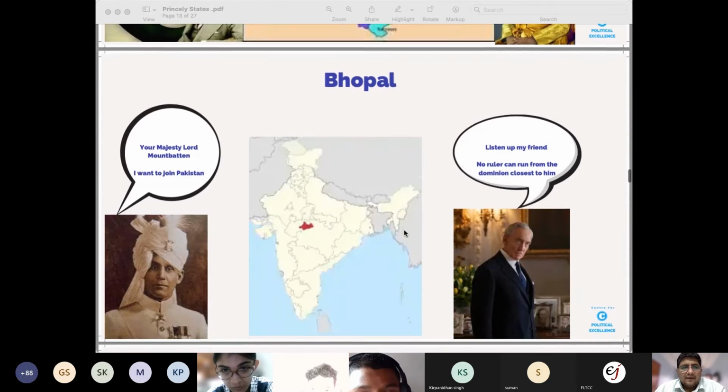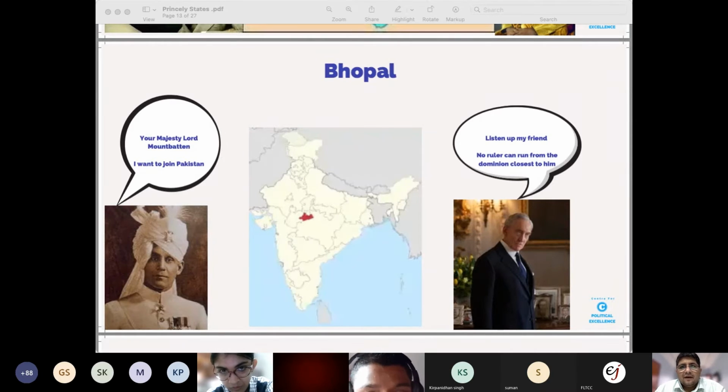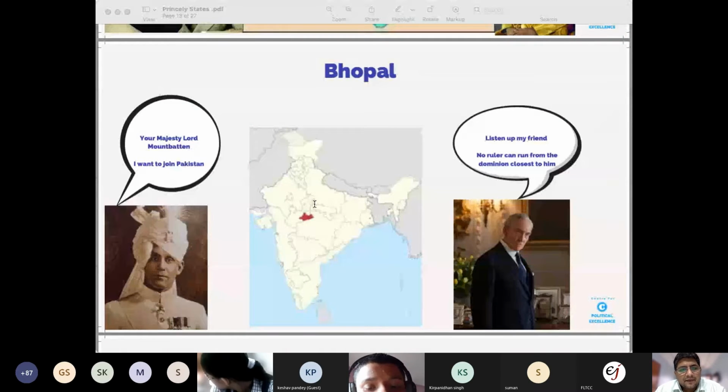Now comes the third troublemaker, that is Bhopal. The last ruler of Bhopal that you see in the picture is Nawab Hamidullah Khan. He was a very good friend of Muhammad Ali Jinnah, and he opposed the Congress rule in India, and he had made his intention extremely clear that he wanted to remain independent, and he wrote a letter to Lord Mountbatten, the last Viceroy of India. In his letter, he wrote that he had a desire to remain independent or join Pakistan. And ultimately, Mountbatten wrote a staunch reply that no ruler could run away from the dominion which is closest to him.